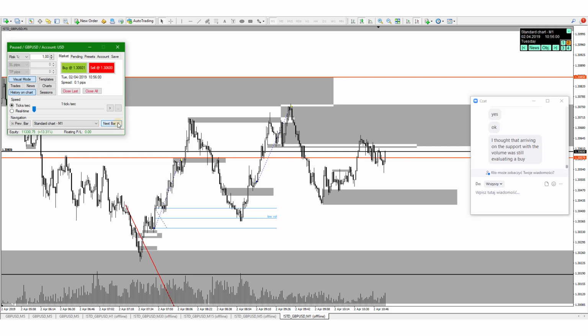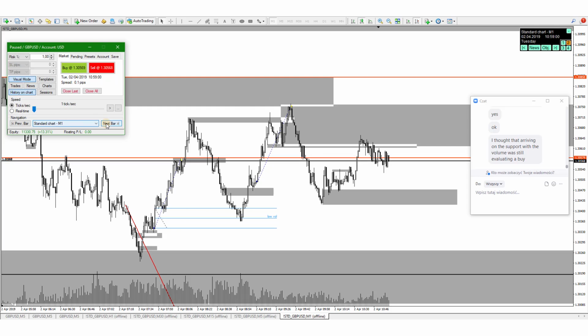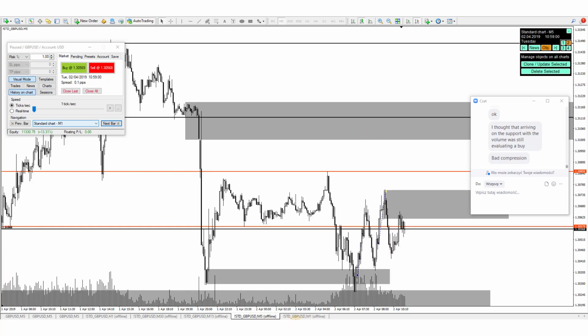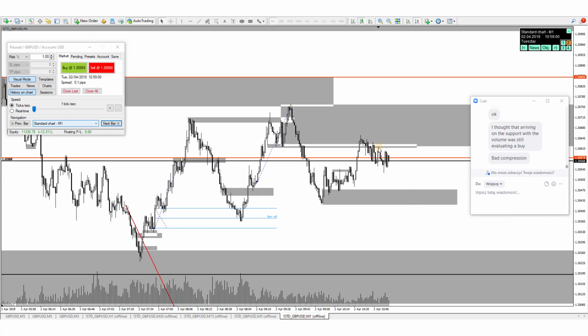Mamma mia, what is going on? In 1.5 hours are the news, so maybe this is the reason. Yeah, bad compression, exactly. This is probably the compression, maybe to this zone for a buy. Who knows? Yes, but this move is called compression. Maybe on the M5 it is cleaner. No, cleanest is here. Yeah, zigzag move.